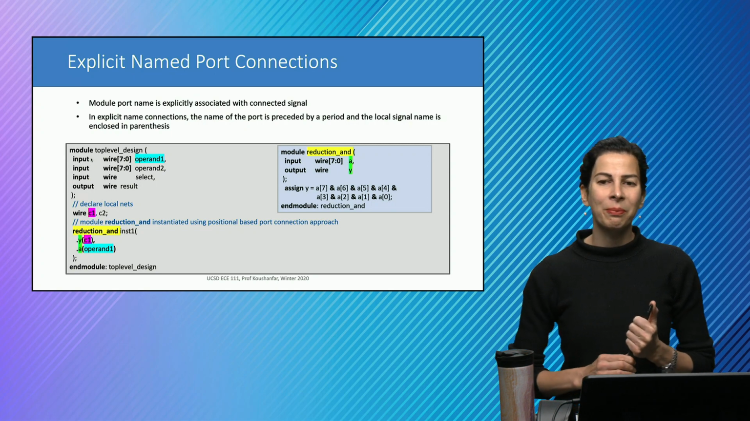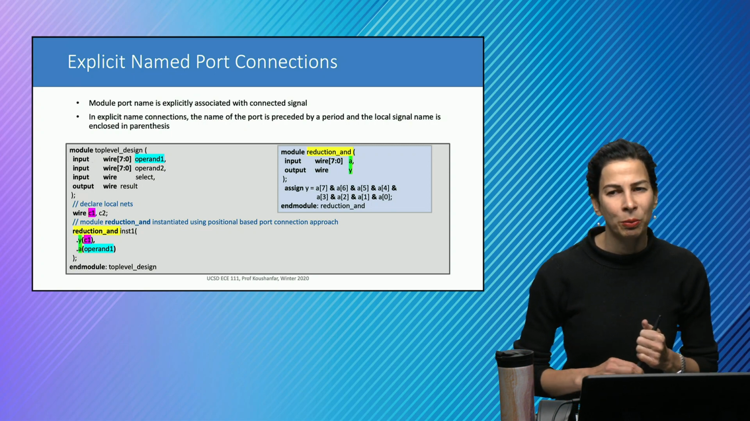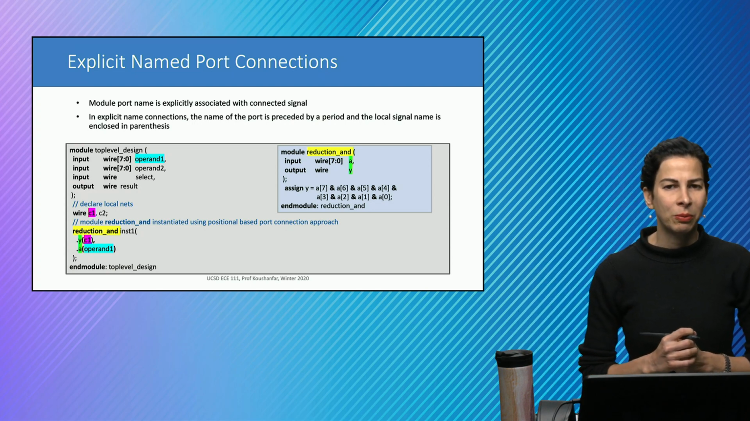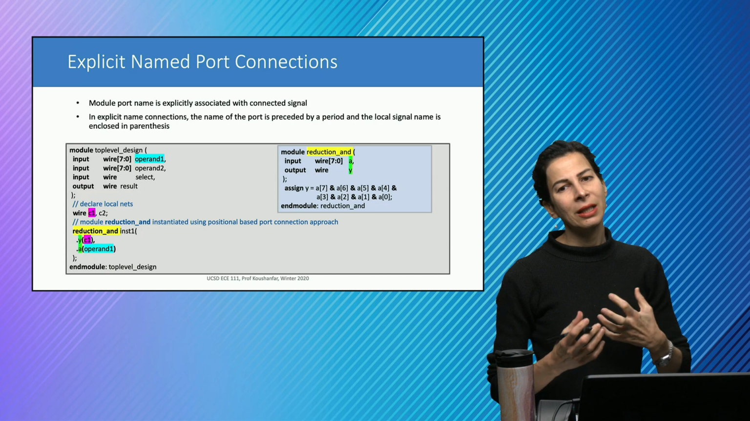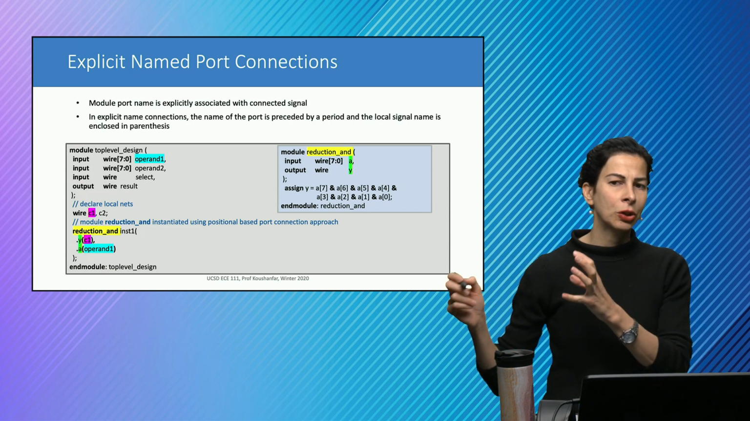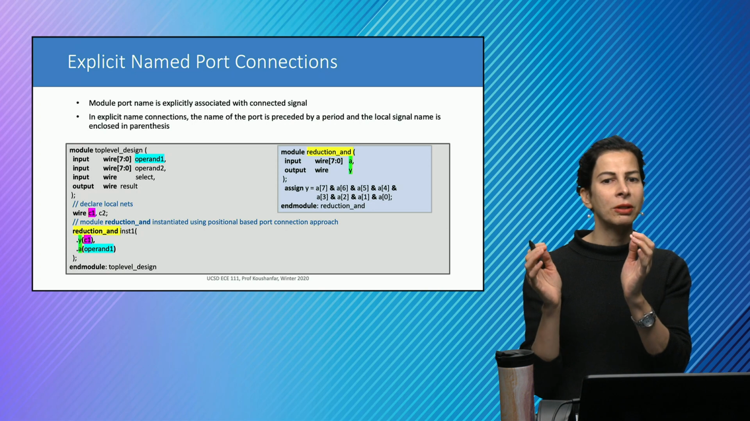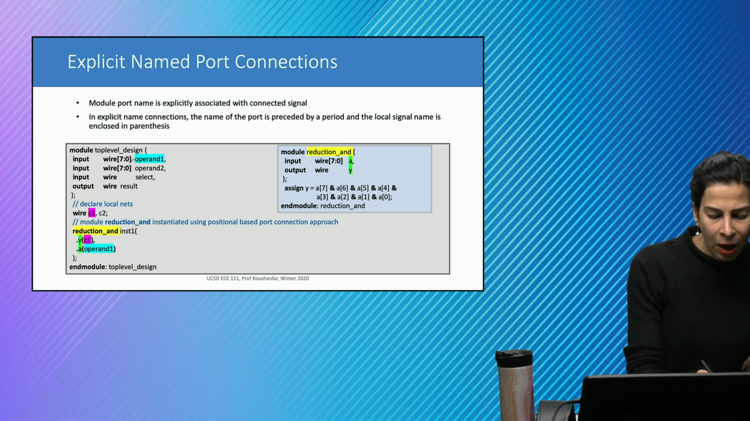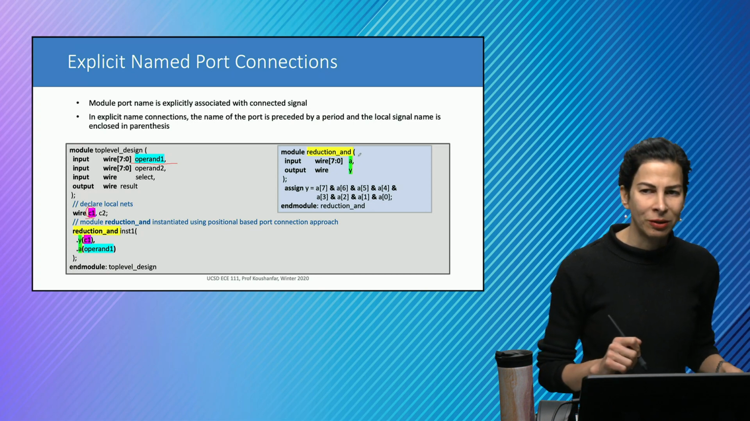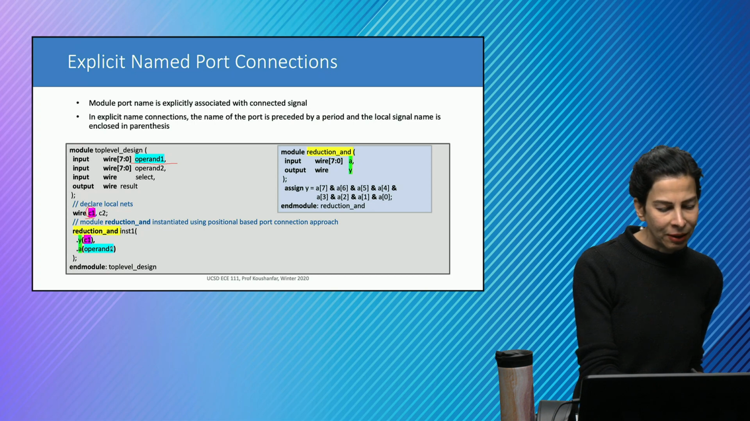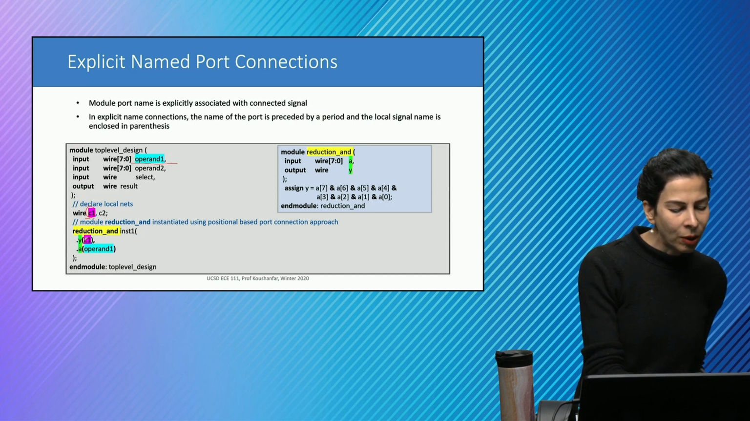So a better and more professional way to do this, especially if you're writing a big program, is explicit named port connection. In explicit named port connection, the module port is explicitly associated with the connected signal. The way we do that is we put a dot, then the name of the original module's port, and in parentheses we put the signal that we are passing. So in the earlier example, with operand 1 and wire C1 going to that reduction AND module we were calling, we would say dot A, parentheses, operand 1, and dot Y, parentheses, C1.